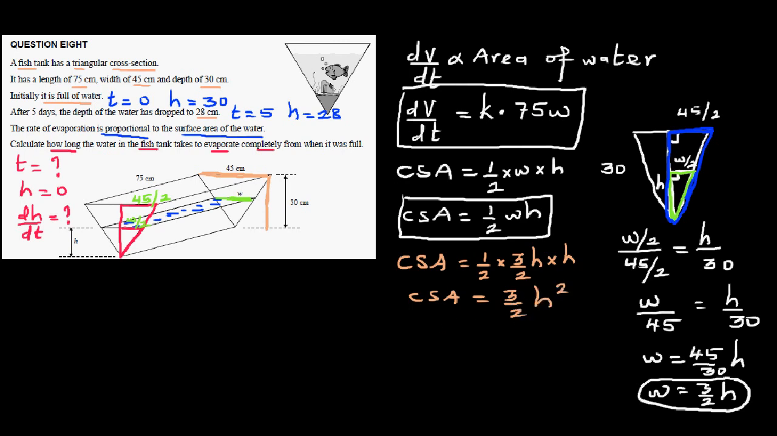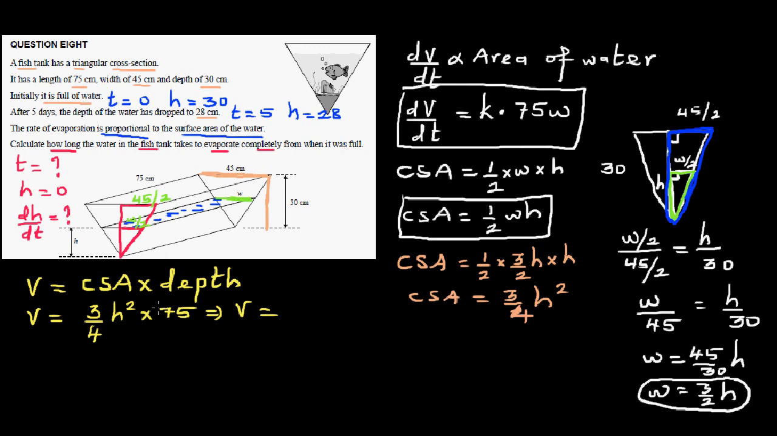Okay, now volume. Volume of any shape is always CSA, the cross-sectional area, times the depth or the length, whatever you say. Here the depth is 75. So volume would be, half times 3/2 is 3/4. It's always good to check your working. So this would be 3/4 h squared times your depth, 75. So volume is 75 times 3 over 4, which is 225 over 4 h squared. So volume as a function of height is 225 over 4 h squared.